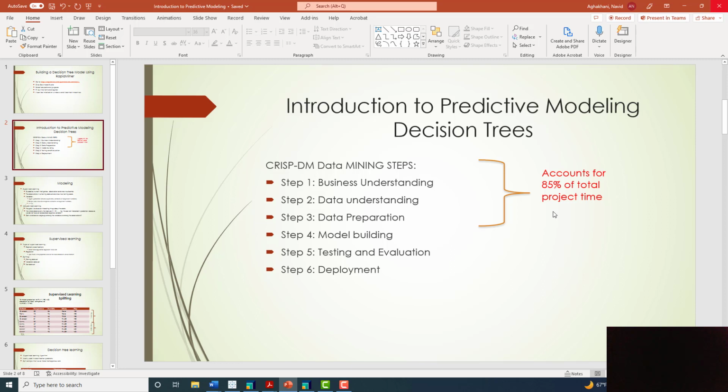Okay, so once you're done with step number 1 to step number 3, you're going to build different models using different algorithms. Once you build those models, you're going to test the performance of those models. And finally, you are going to deploy the best model in your business scenario or in your company.